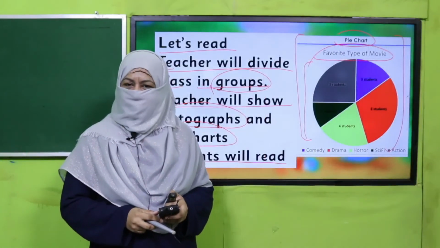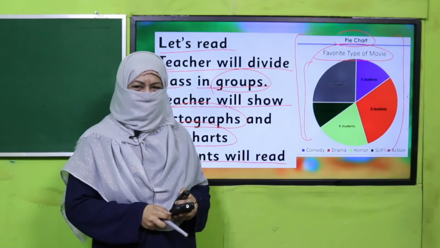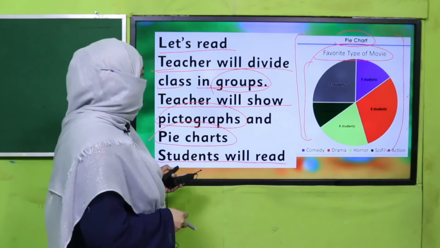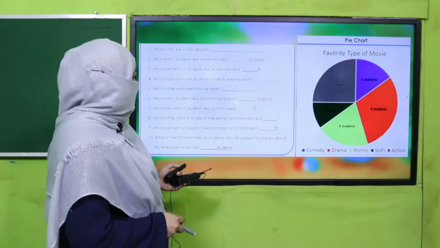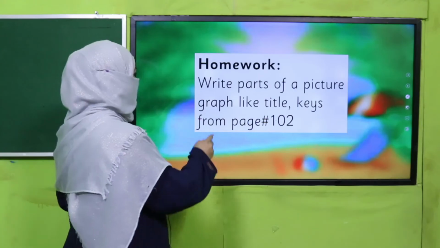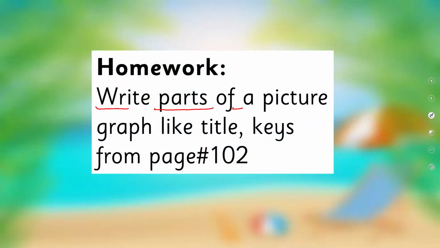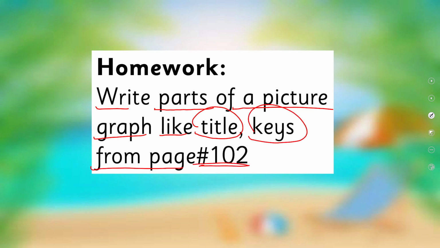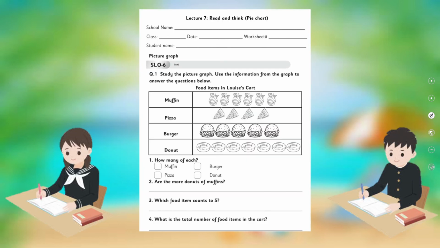Yes, my dear children, are you done with it? Good job. Was it interesting? That's wonderful. All right, so it's time for your homework. You will write parts of a picture graph like the title and keys. The image is given on page number 102. You will look at that and write the parts of a graph.